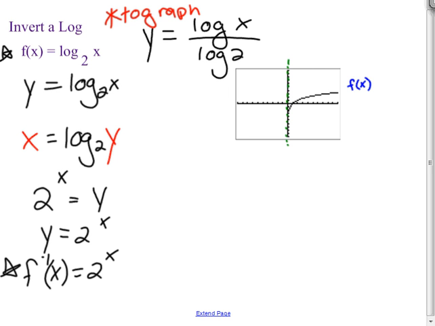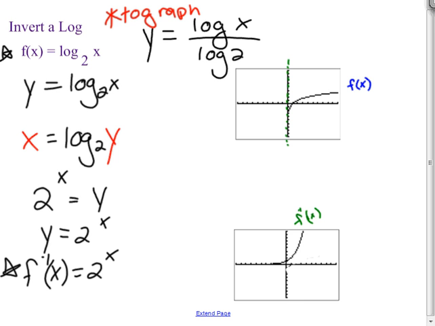So now I'm going to graph this. You can easily graph 2 to the x in your calculator. So go ahead, graph that, and I'll pull the graph in here once I'm done. So there's a graph of my inverse. It's an exponential. Exponentials have horizontal asymptotes.